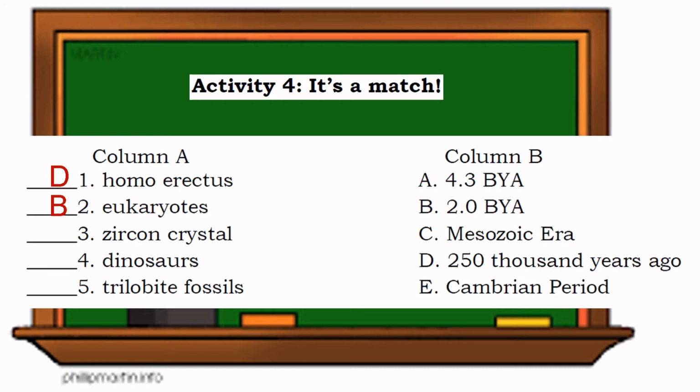Number 3. Zircon crystal. Where would it be in a timeline? It's on 4.3 billion years ago. Number 4. Dinosaurs. Letter C. It's Mesozoic era. And for number 5, the trilobite fossils, it's letter E. It would be on the Cambrian period.